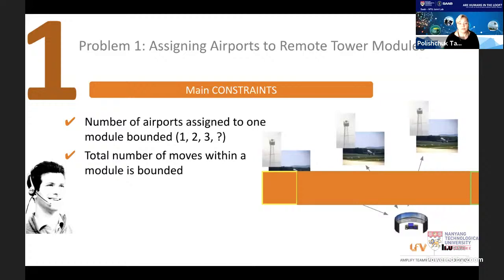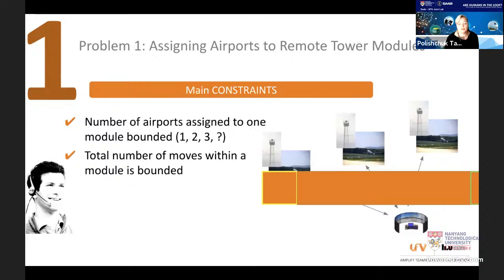First of all, we want to limit the number of airports controlled from one position. To the best of our knowledge, currently only single operation is deployed worldwide, which means that only one airport can be controlled from one controller position. But what's unique about remote towers is that they actually allow multiple operation. More than one airport can simultaneously be controlled from one position, and this is what we try to explore. This is a parameter of our optimization. We can change it from 1 to 3 or more airports from one position.